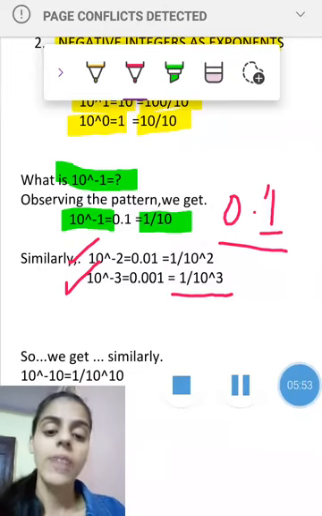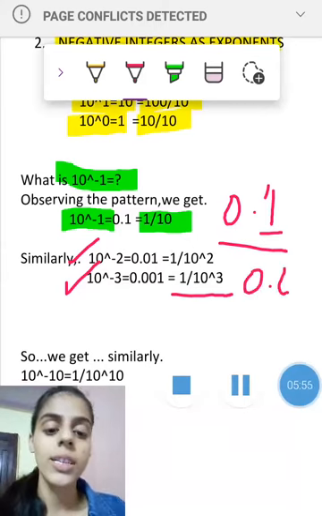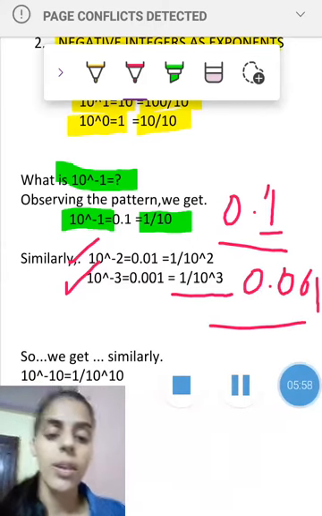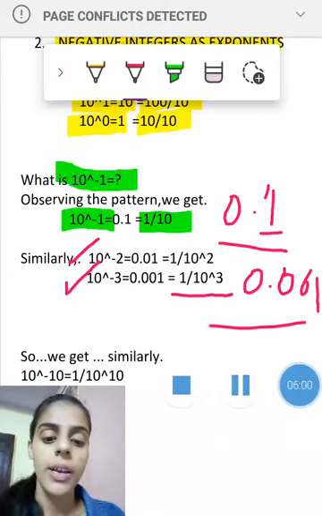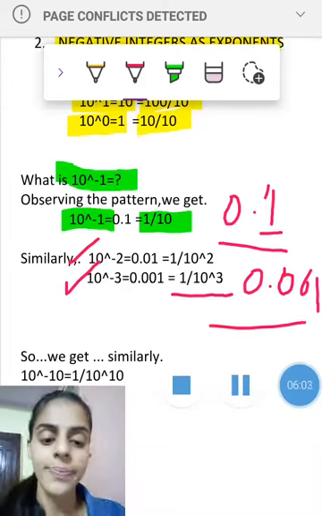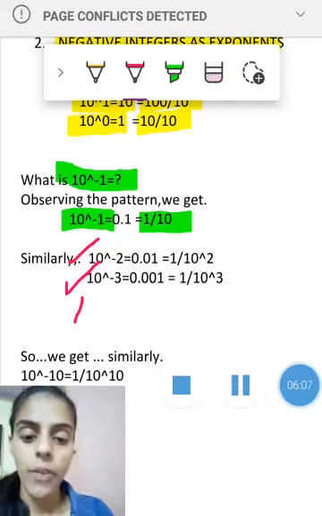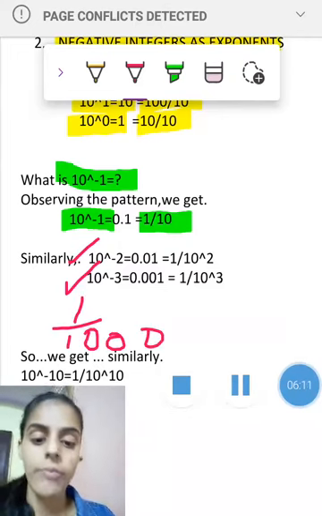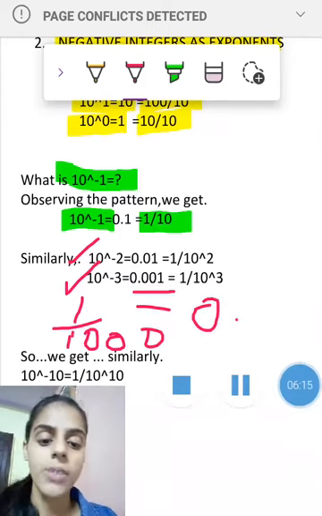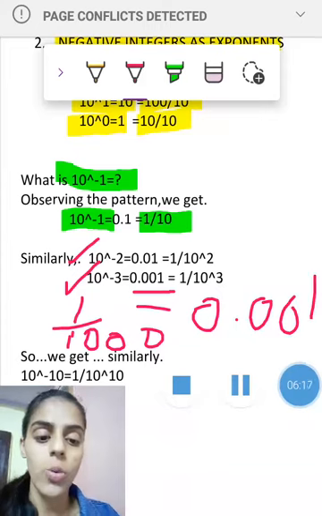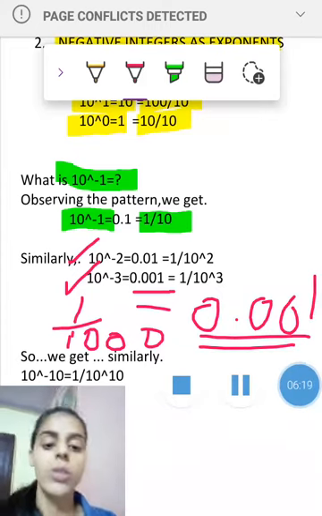And its value is of course 0.001, because it can be opened as 1 upon 1000, and when we divide 1 by 1000, we get simply 0.001. That's how it's going on.